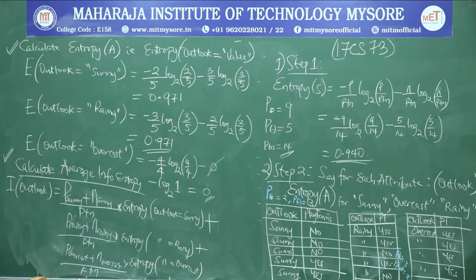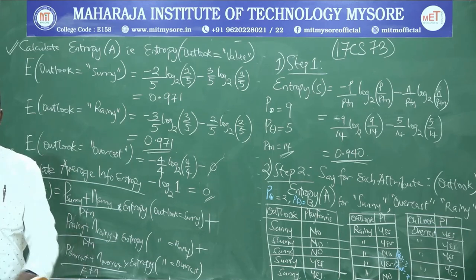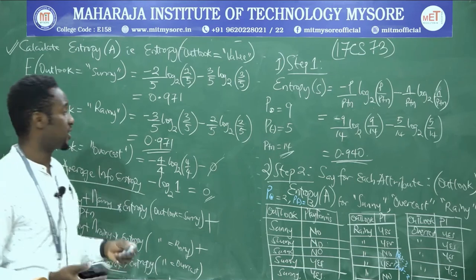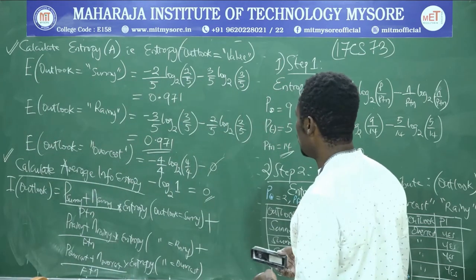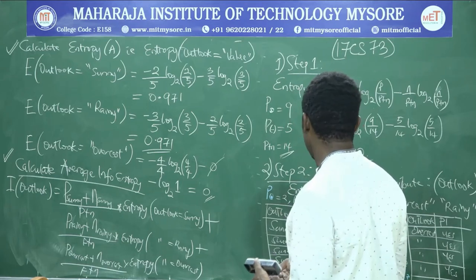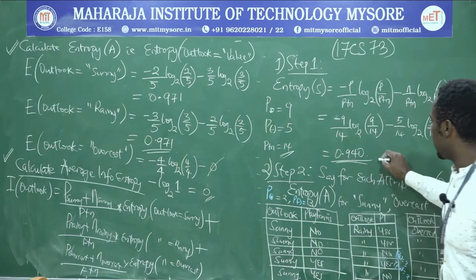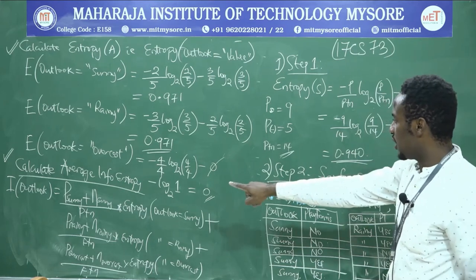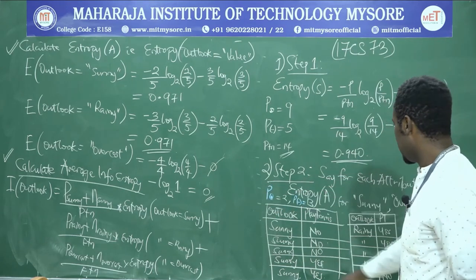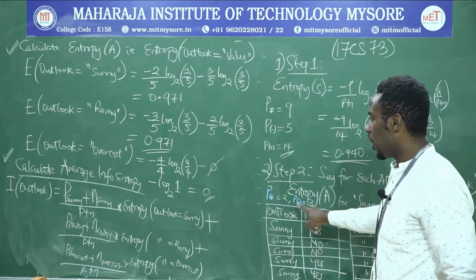Please remember the formula and what our previous answers were. If you can't remember, fine. It's always good to make a table of the values. Please remember, for the entire entropy, it was this. So we need P of sunny plus N of sunny, that is 2 plus 3 upon.